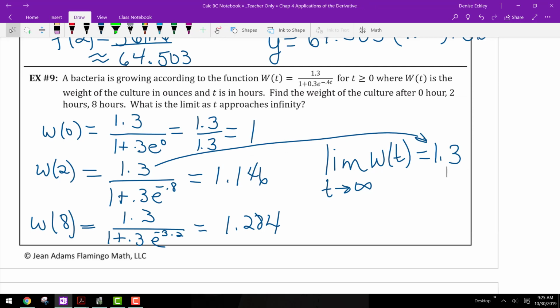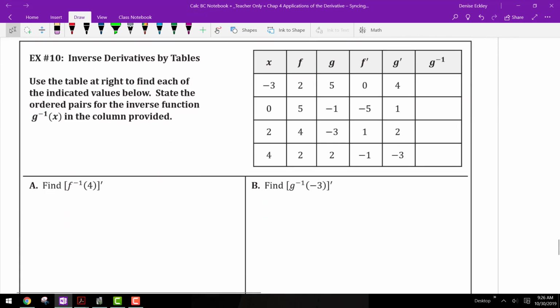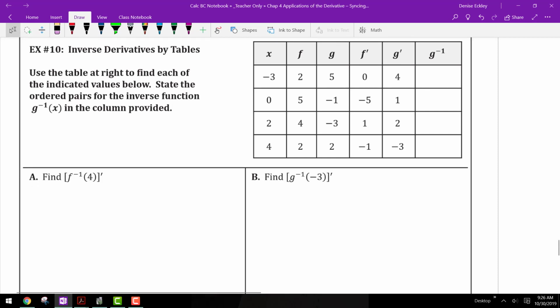That's just a review of those, because sometimes they expect you to know that on the test. They'll give you a logistic function, and they'll expect you to understand, especially how to find the starting value and the limiting value. Okay, so our last example is with a table. We're given a table, and we're supposed to use the table to find each of the indicated values, and state the ordered pairs for the inverse function in the column provided. That's just to help you out here.